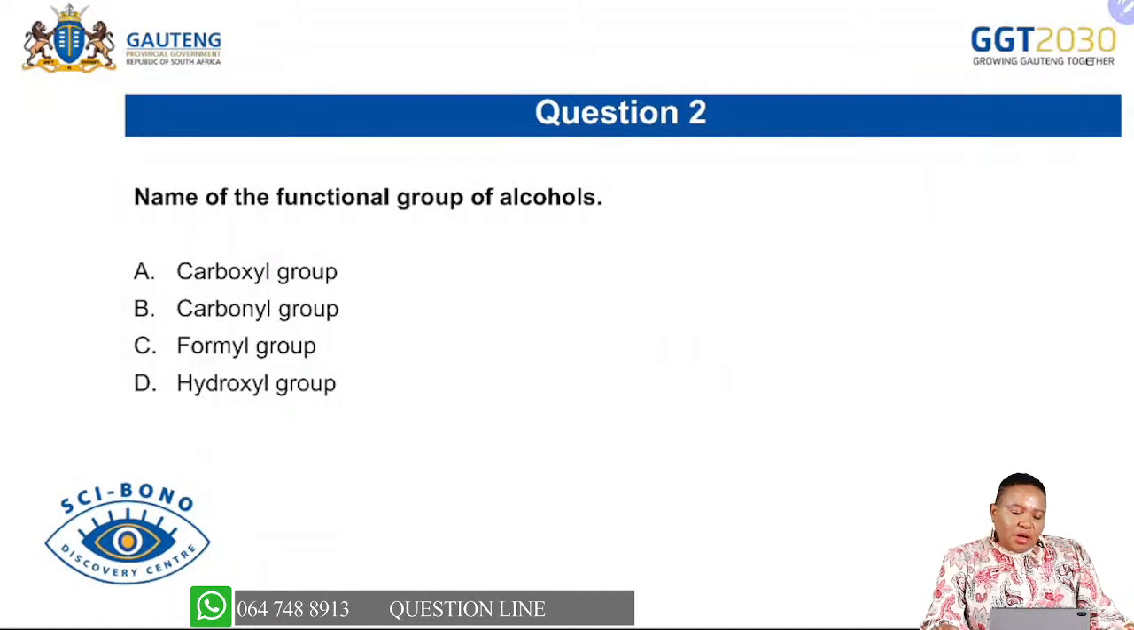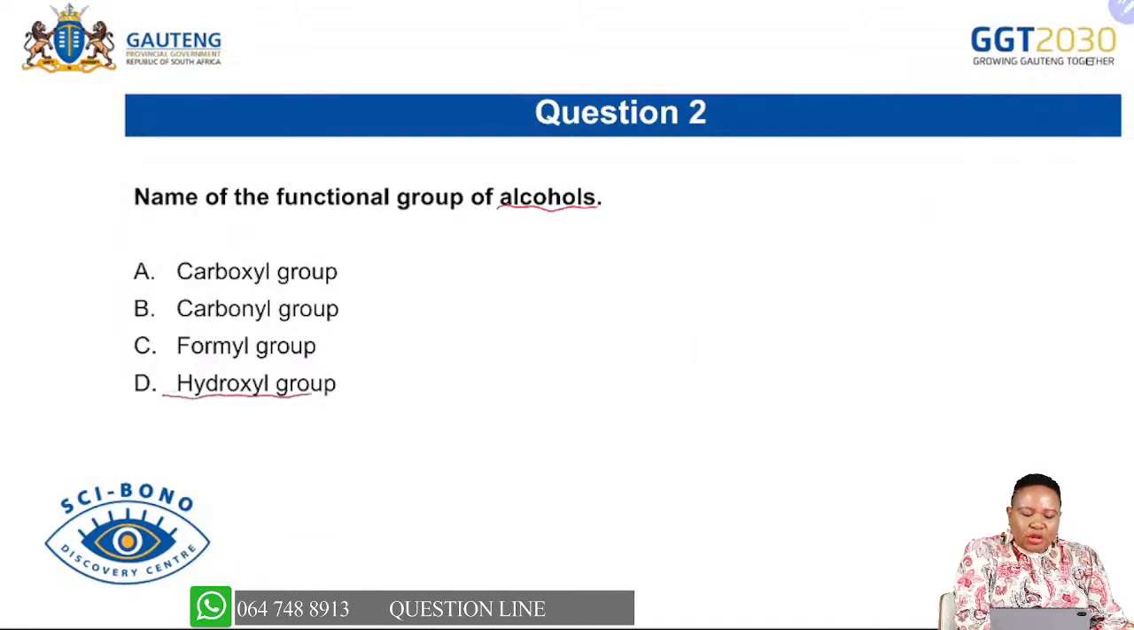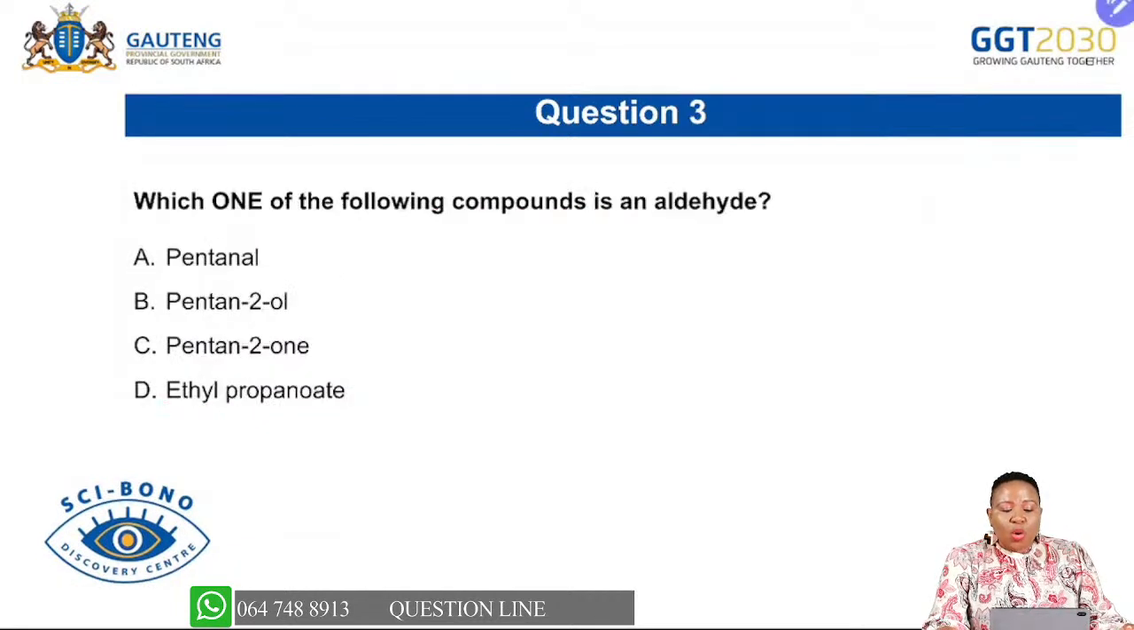Name of the functional group of alcohols, which is our second question. So you see, in this case, you are provided different functional group names. So it means it's a recall type of question. That is why it is very important that you go back and recall those types of questions. So you know that alcohols use what? Hydroxyl group. So there's no way that you can know this without going back and studying whatever we taught.